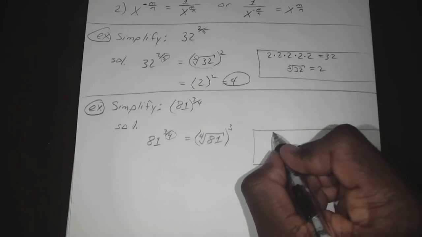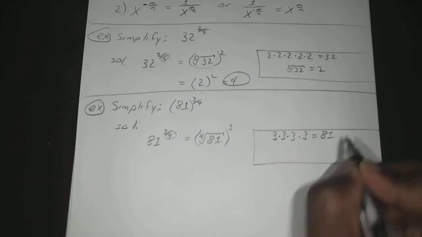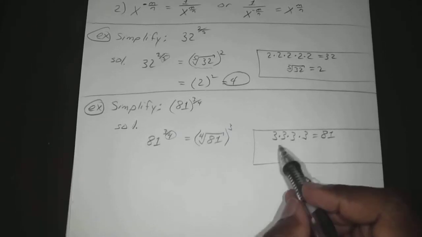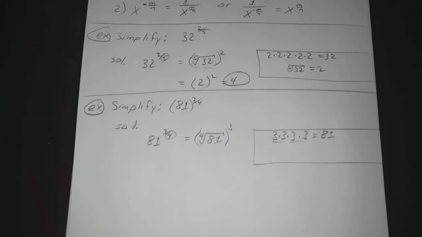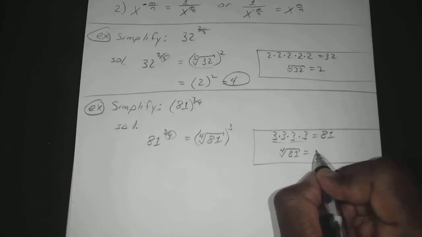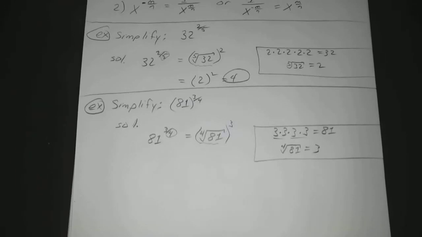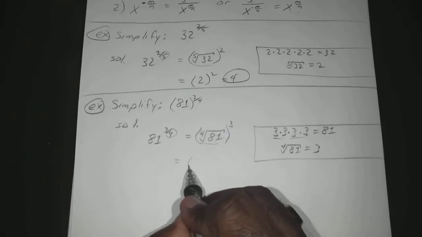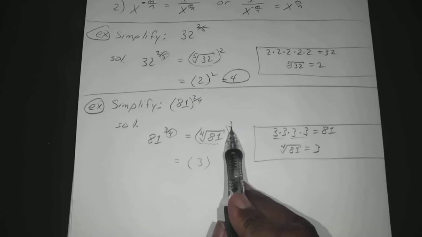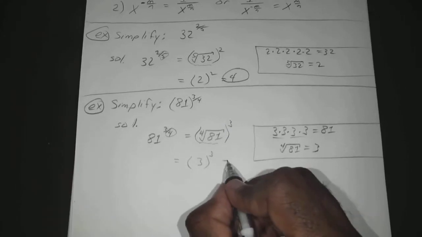We know that 3 times 3 times 3 times 3 is 81, since it's just 9 times 9. So the 4th root of 81 is just equal to 3. So this 4th root of 81 in here, we can just make that 3 raised to the 3rd power, which is 3 times 3 times 3, just 27.